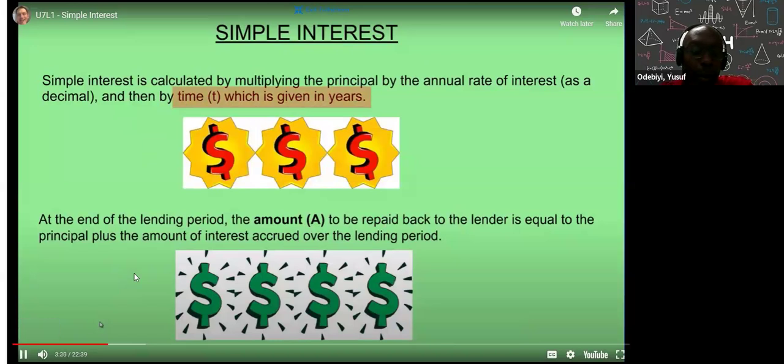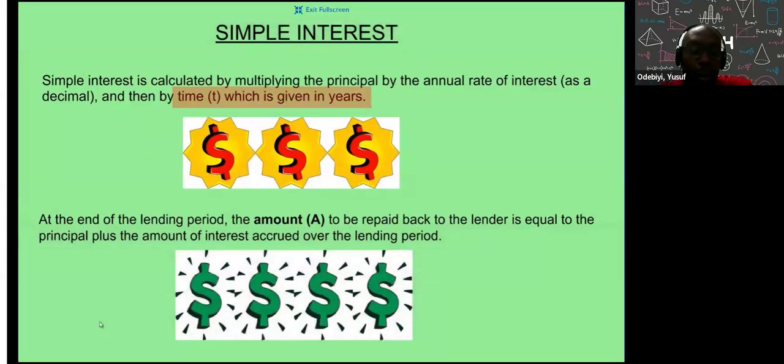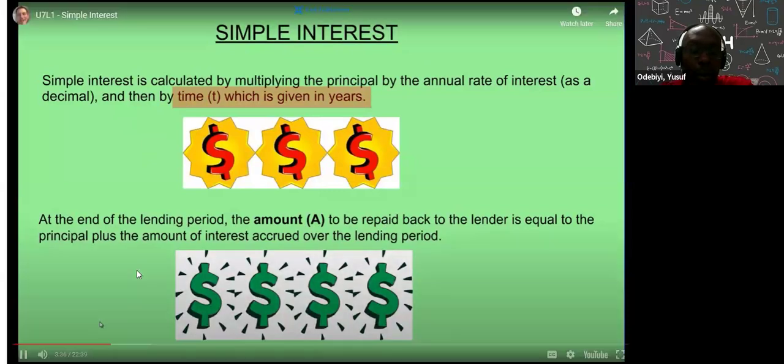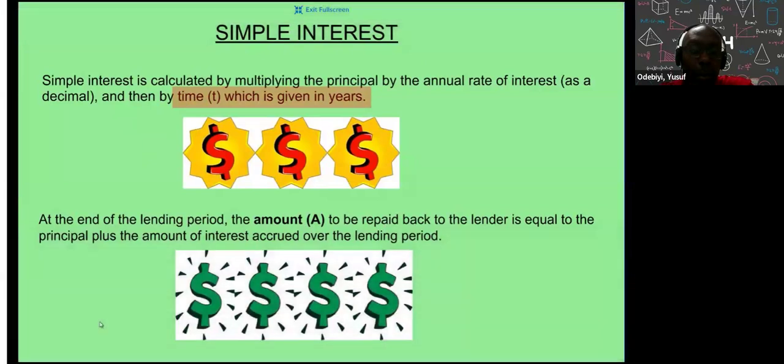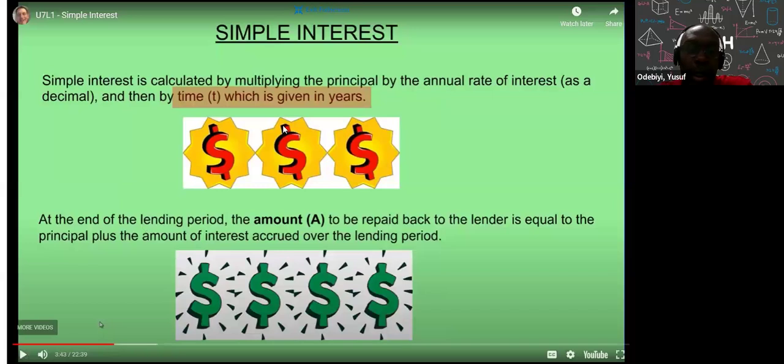So if the time was 5 years, the value of t would equal 5. But if the time was, let's say, 1.5 years, instead of t being 18 for 18 months, we would say that it's 1.5 for 1.5 years. So this is key what he just said there, right? T for time is always represented in years. Okay, it's always represented in years.